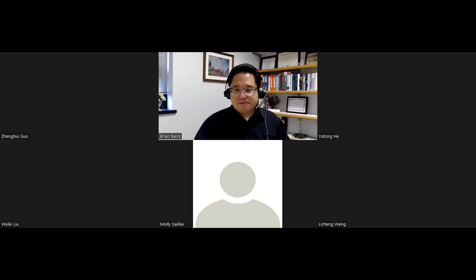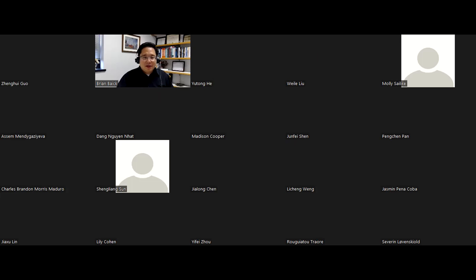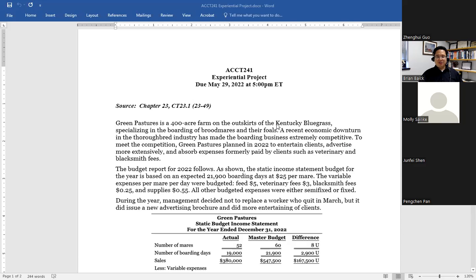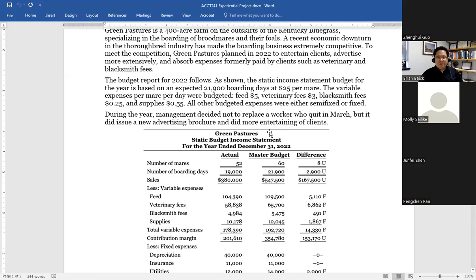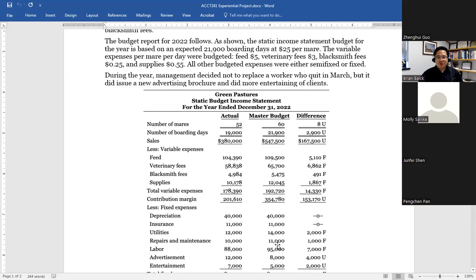Okay. There's always a reason for the madness in the sense that this project is really something you can do right after chapter 13. All right, so here's the project. Okay, so I'll just give you a summary and overview. You can read everything yourself. Okay, so we have Green Pastures. This is a farm.